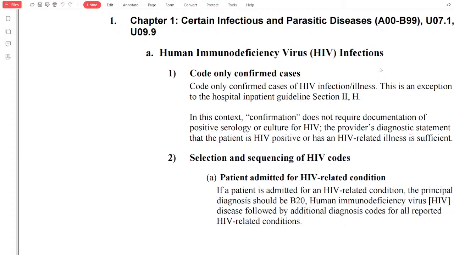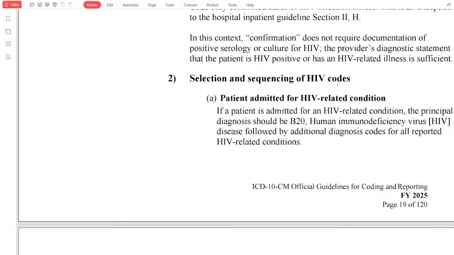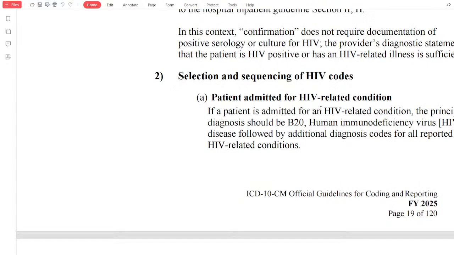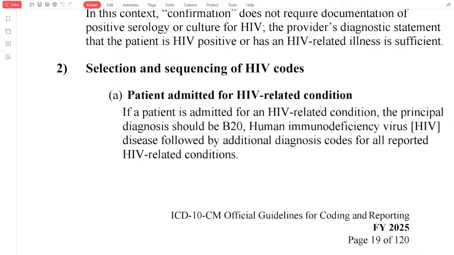Next is selection and sequencing of HIV code. First condition: a patient admitted for an HIV related condition. The principal diagnosis should be B20. B20 is the code for HIV, human immunodeficiency virus, followed by additional diagnosis codes for all reported HIV related conditions. So first, code only the principal code B20. After that, you code the other additional diagnosis codes. Clear?